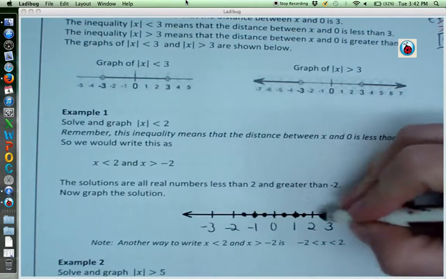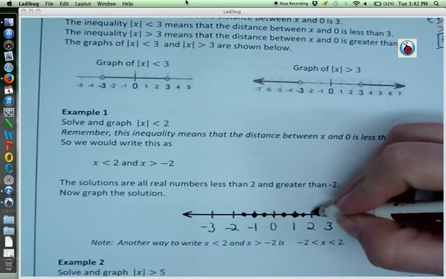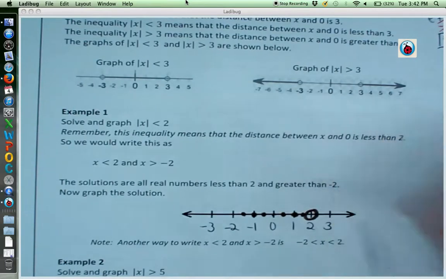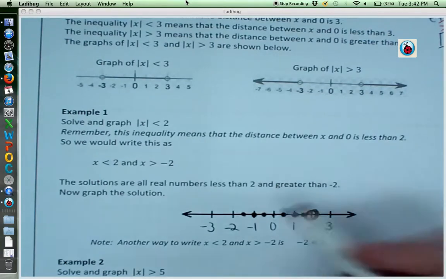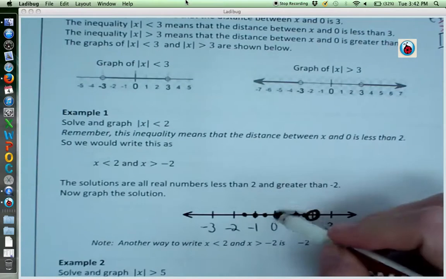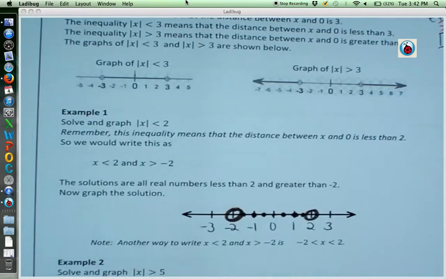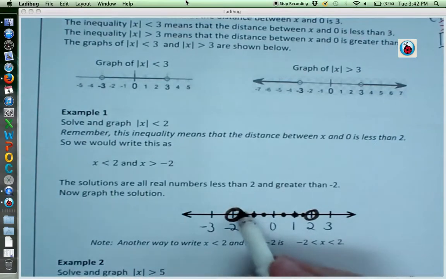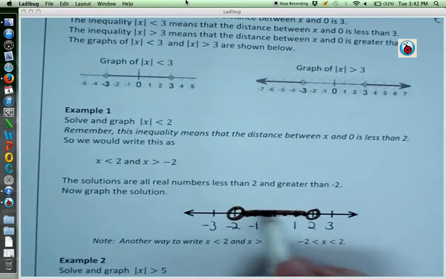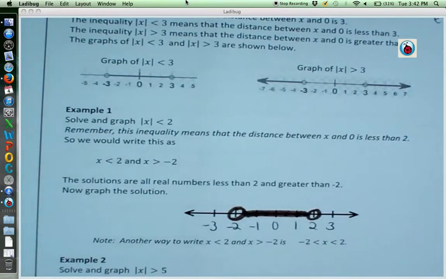So I want to show that 2 is my boundary. So I'll draw an open circle at 2. I won't fill it in because I cannot go a distance of 2. I can only go less than 2. Same thing to the left. I can only go a distance of less than 2 spaces to the left. But anything between those two numbers is fair game. I can reach anything between 2 and negative 2 as part of my answer.